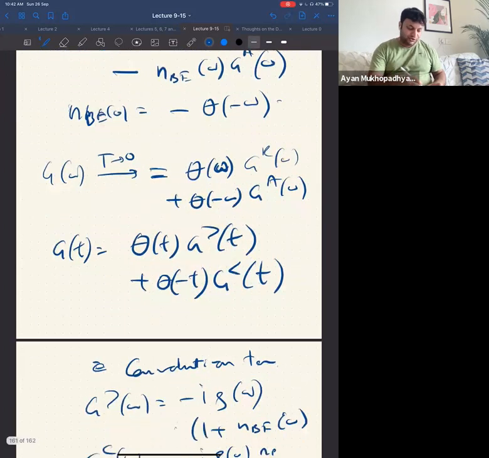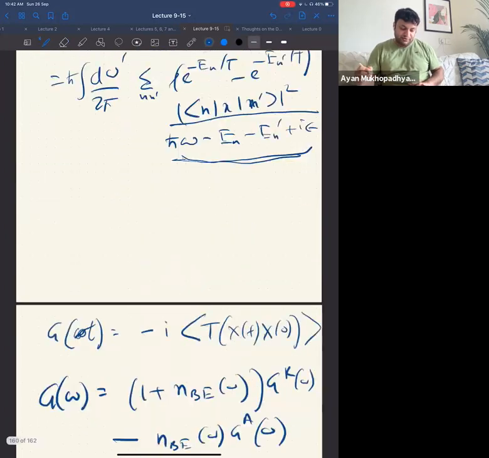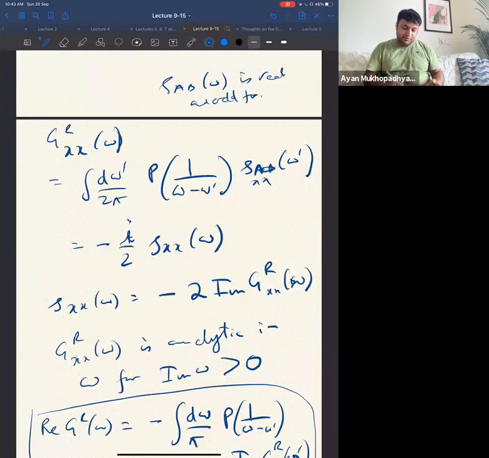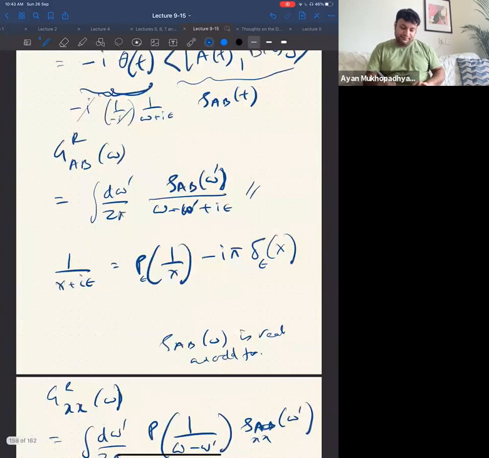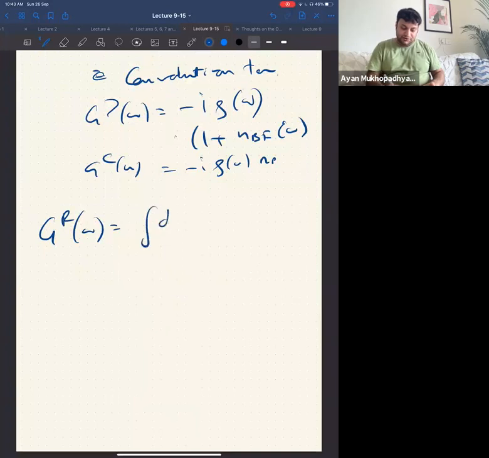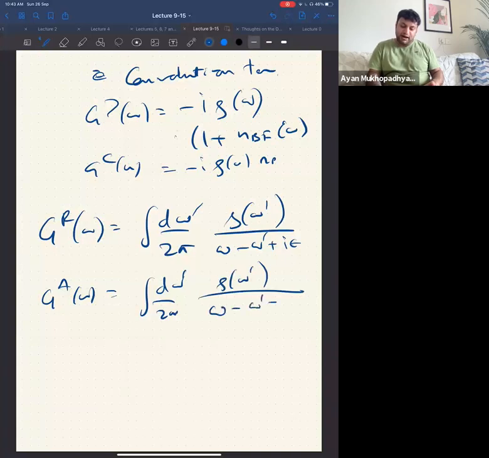The other thing that you need to show before is that it's very easy to see that for G^R omega, you wrote a spectral decomposition. Similarly, you can write a spectral decomposition for G^A omega. For G^A omega you have exactly the same thing, except that this epsilon becomes minus epsilon. G^R omega we showed is equal to the integral of d omega prime by 2 pi, rho omega prime times 1 over omega minus omega prime plus i epsilon. But G^A omega is nothing but the same object, the only difference being omega minus omega prime minus i epsilon.